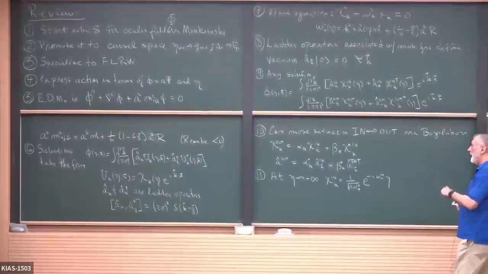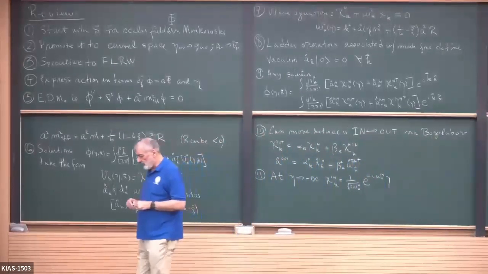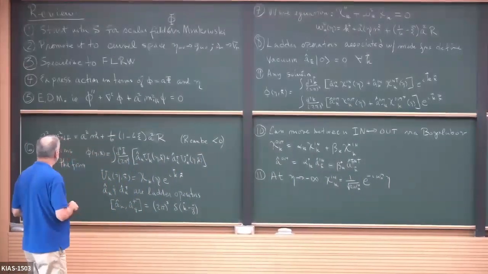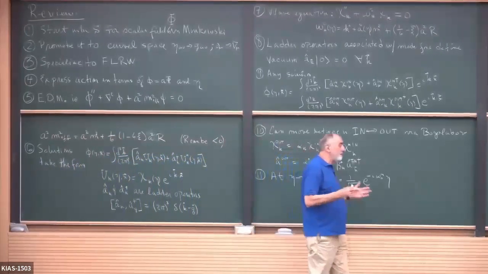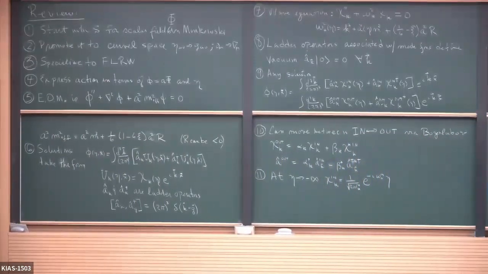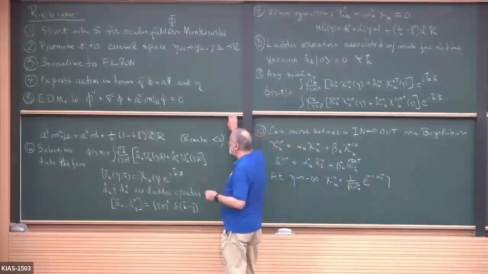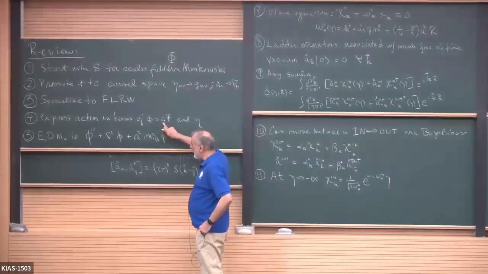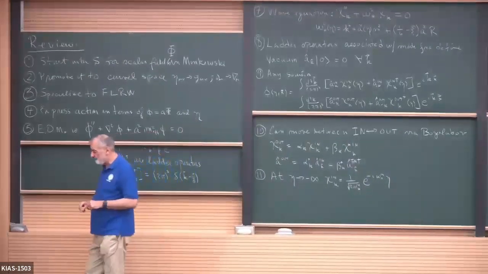Now, after we promoted it to curved space, we specialized to homogeneous isotropic flat spaces, to FLRW. And we ended up with an action that didn't look familiar, so we had to do some transformations to get it to a familiar looking action. In particular, the transformation we did was to define a new scalar field phi, which is the scale factor A times capital Phi, and expressed it in conformal time.